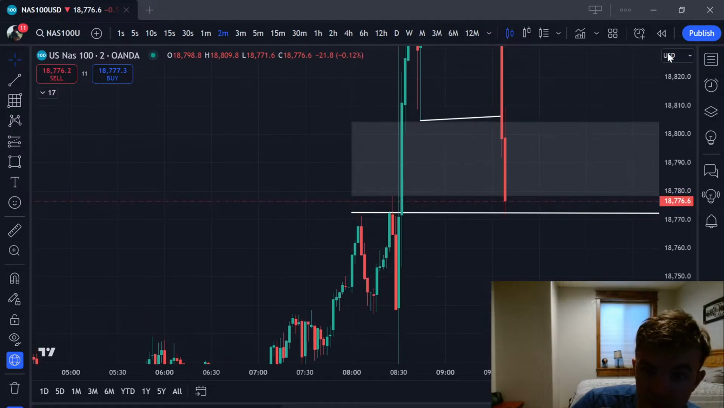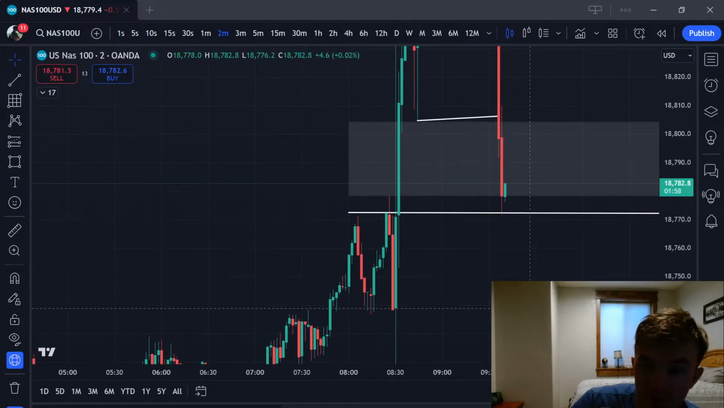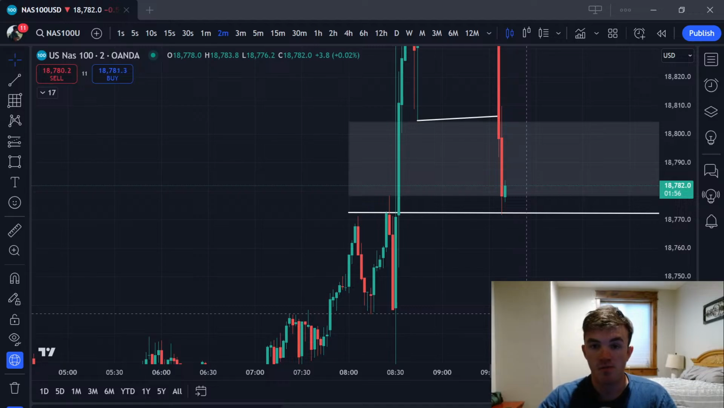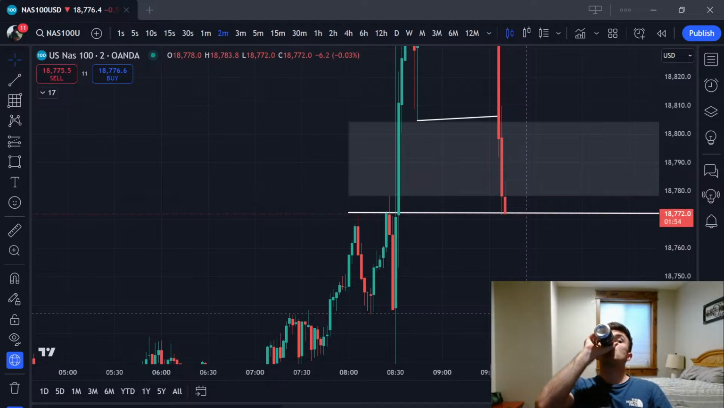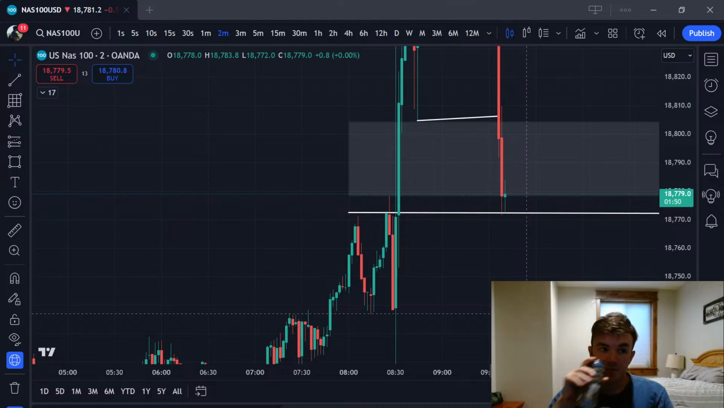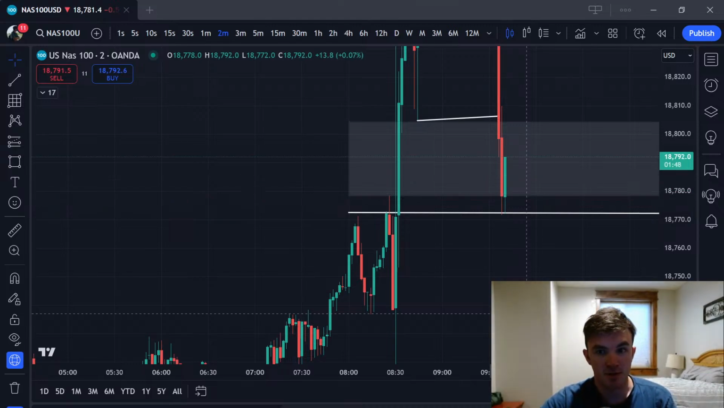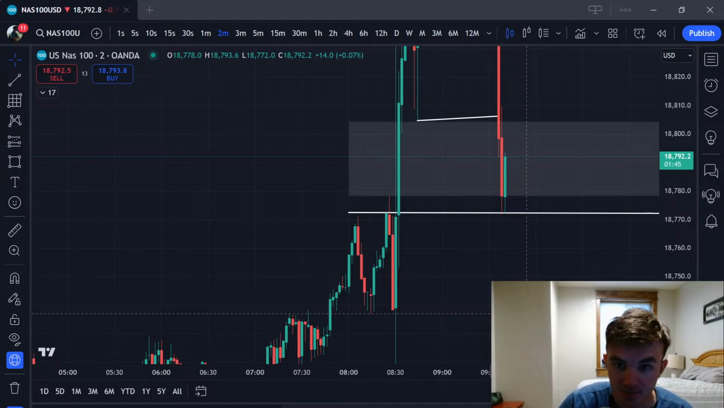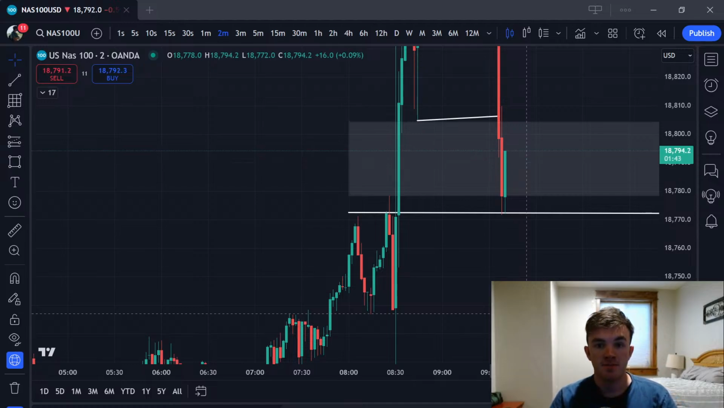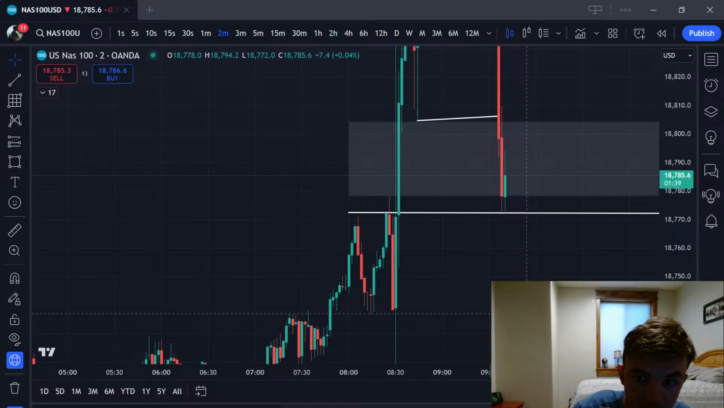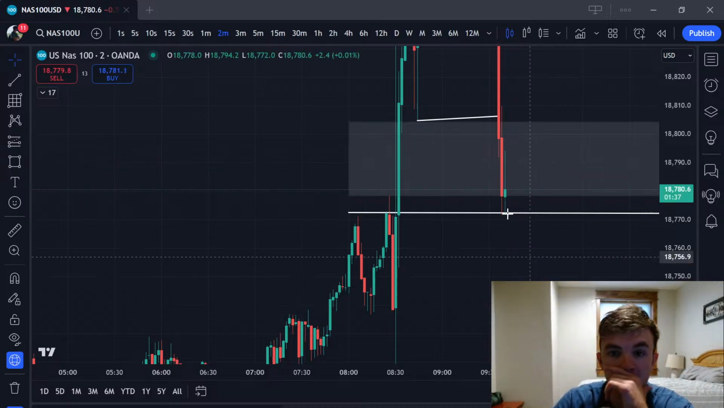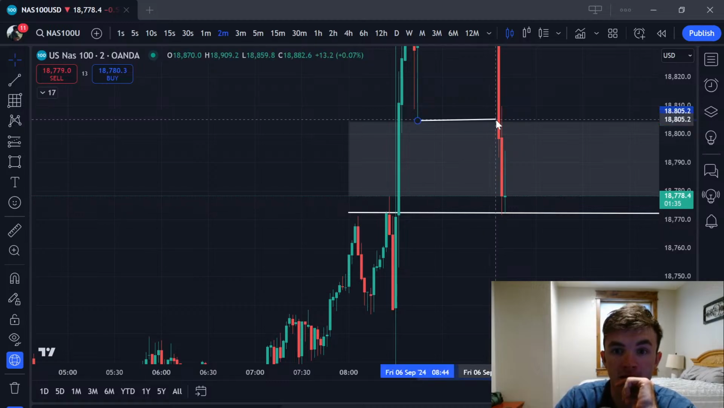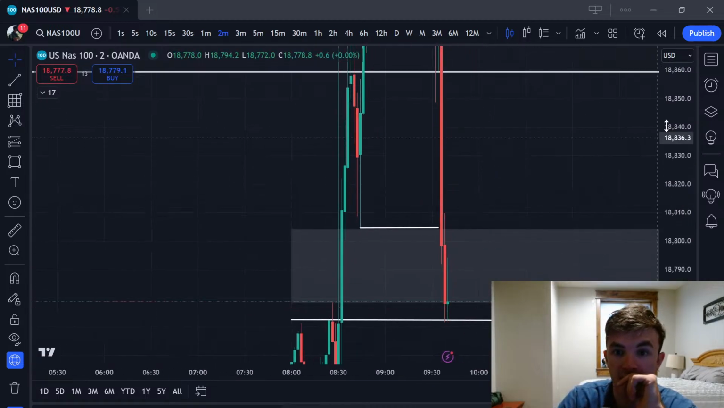Just hit the mean threshold. Boom. You can see there's a perfect reaction off the mean threshold. Let's see if we can come up and then get an inverse fair value gap here.